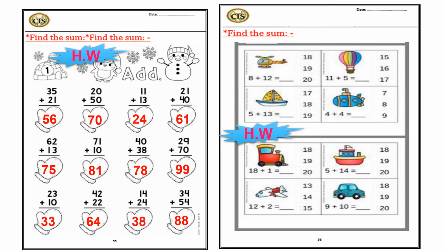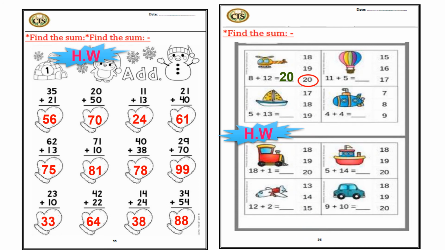Now, page number 56, find the sum. In the first one here we have 8 plus 12. I will put the biggest number 12 in my mind, 8 on my fingers, and count after 12. After 12, 13, 14, 15, 16, 17, 18, 19, 20. So I will choose 20.